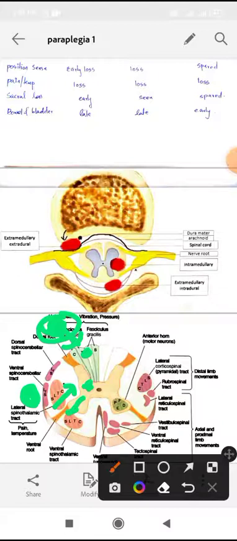Then bowel and bladder. The bowel and bladder centers are close to the spinal cord, so there will be early bowel and bladder involvement in intramedullary lesions, and it is late in extramedullary lesions.